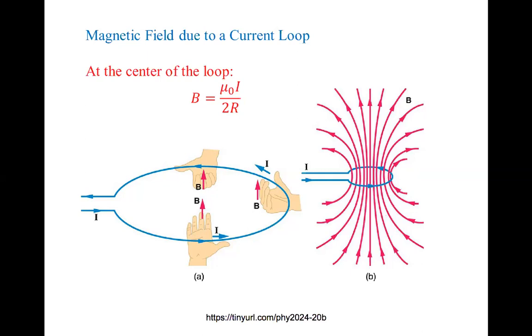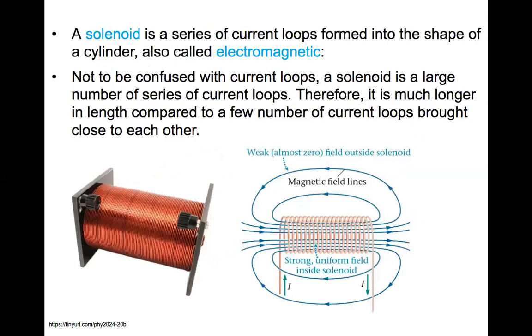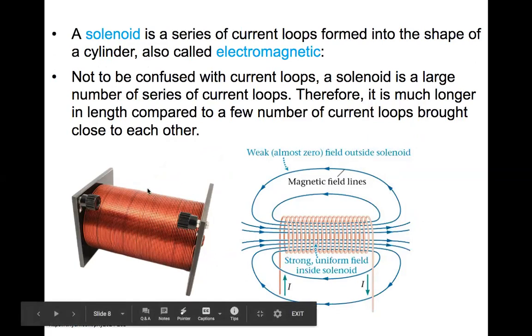All right. Now I mentioned a lot of times you will have multiple loops stacked together. This is the case here. A device that looks like this is called a solenoid. This is a device that is used very commonly when you have a circuit.